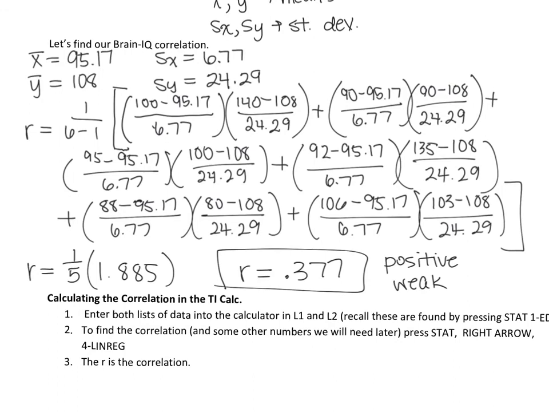Now, to find the correlation and other numbers we're going to use later, we go back into stat, use the right arrow to go under calc, and then we want 4, LinReg, and we're going to talk more about that later. The X list should be L1, the Y list should be L2, then you go down to calculate and hit enter. It's going to give you a lot of information: an a, a b, an r squared, and then finally r. And r is what we care about. r is the correlation.